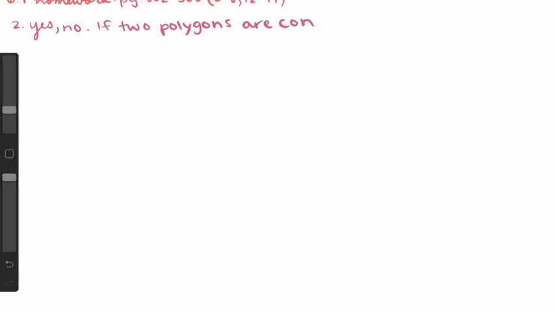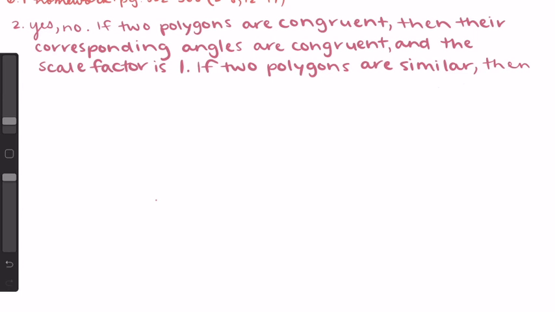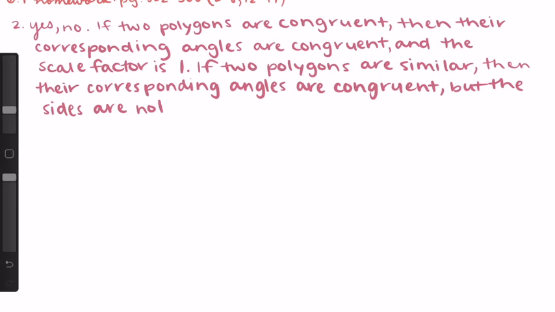So, if two polygons are congruent, then their corresponding angles are congruent, and the scale factor is 1. If two polygons are similar, then their corresponding angles are congruent, but the sides are not necessarily the same length or have a scale factor at all.